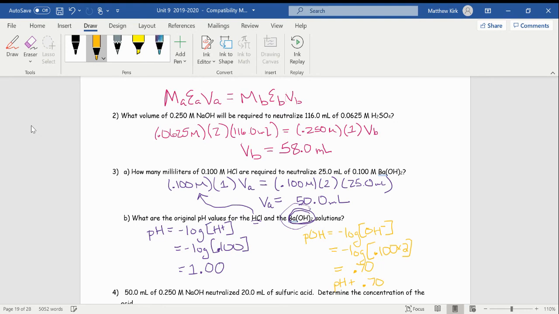And then to finish this, remember pH plus pOH always add up to 14. So I do a little math, and I get my pH of the base as being 13.30. So just a couple things to watch out for when we're using MEV and then asked to find the pH of the acid and or base.